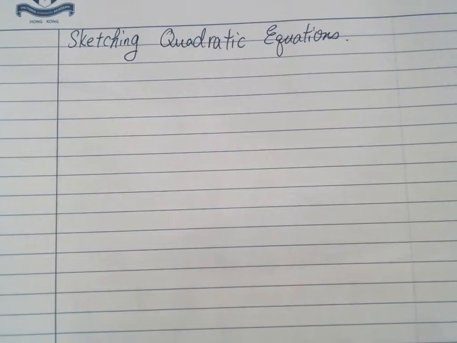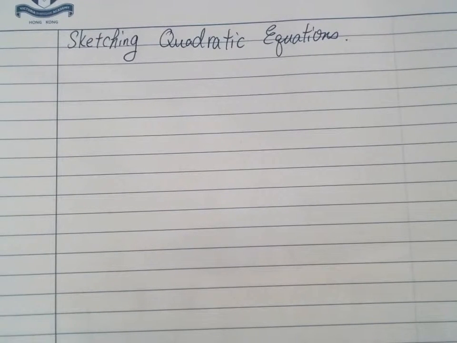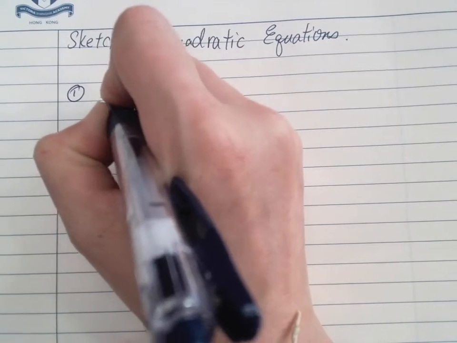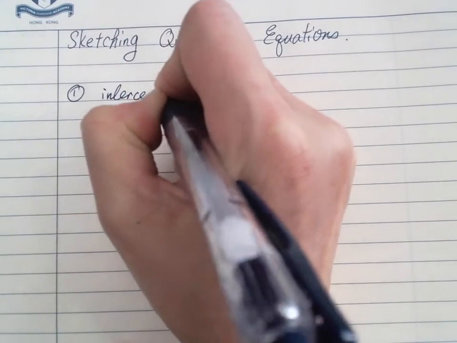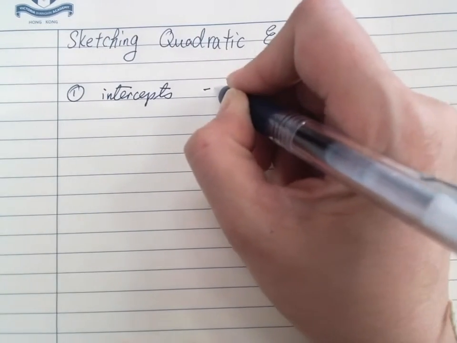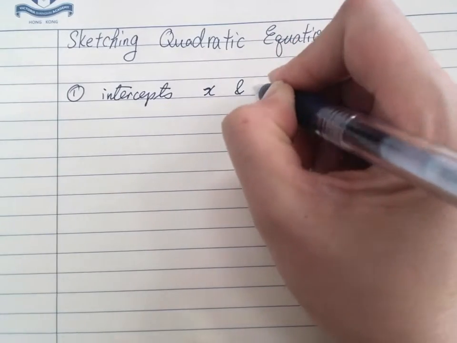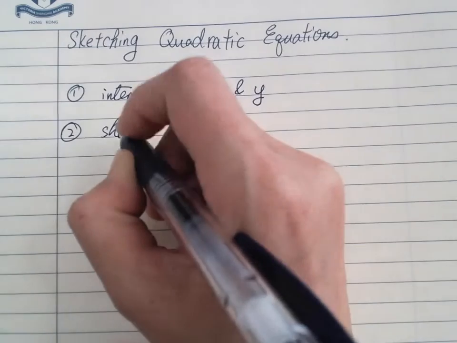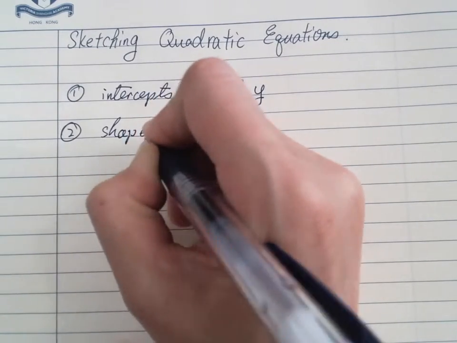Sketching a quadratic equation could be fun and annoying, depends on how you see it. Usually whenever you sketch a function, you need to have a few things. Number one, the intercept, both x and y. Number two is the shape. You need to know if it is going concave up or concave down.